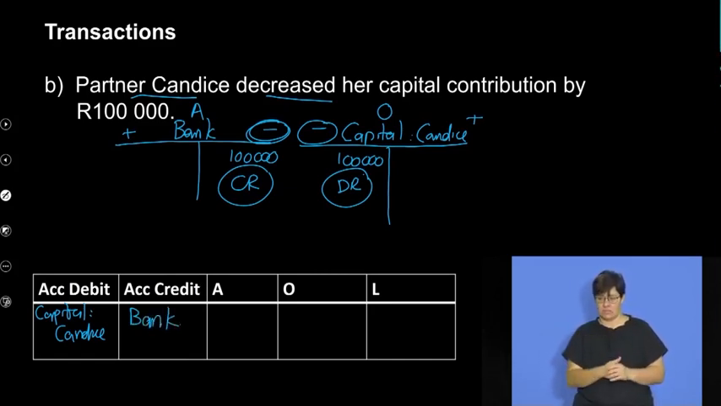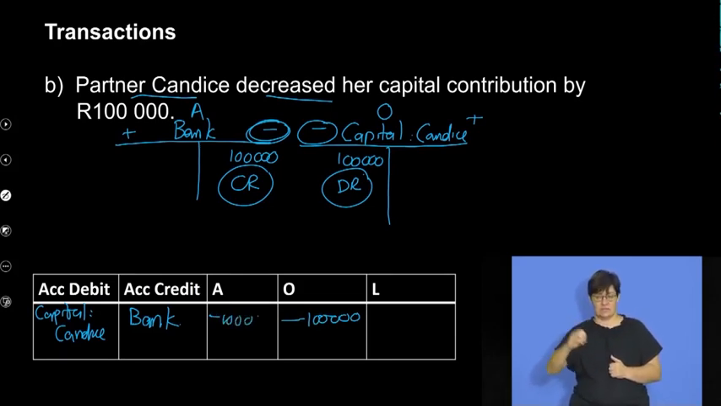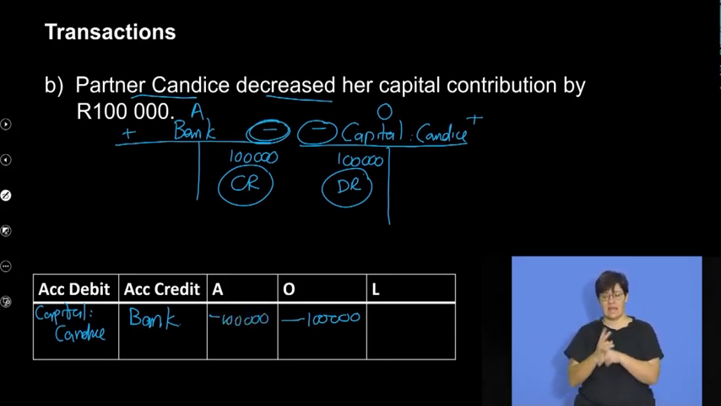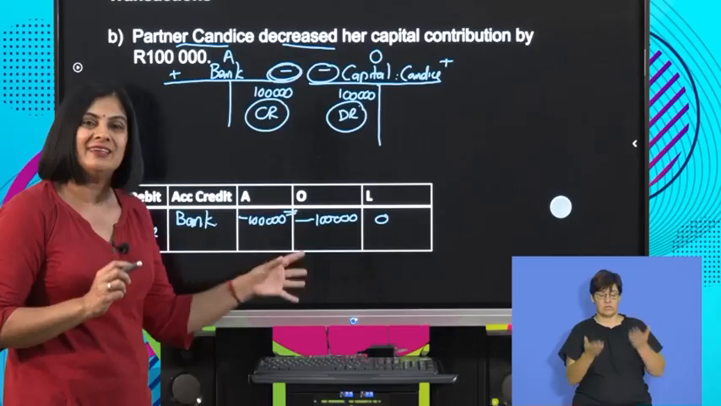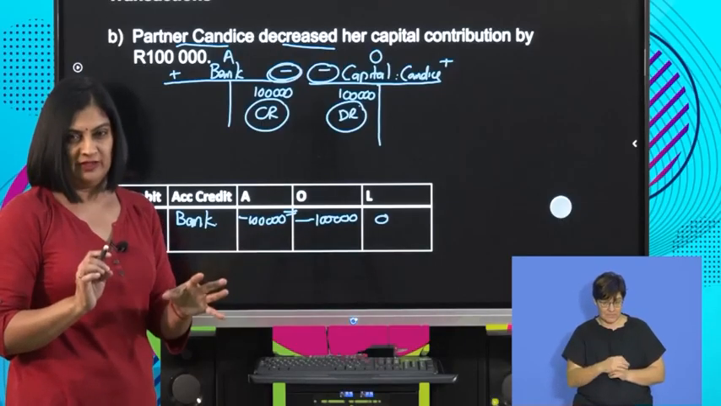Okay, by debiting capital, equity is decreasing by 100,000. And at the same time, by crediting bank, assets are decreasing by 100,000. And once again, there's no impact on liabilities. So as you can see, if I put my equal to sign, this equation is balancing. Can you all see that?